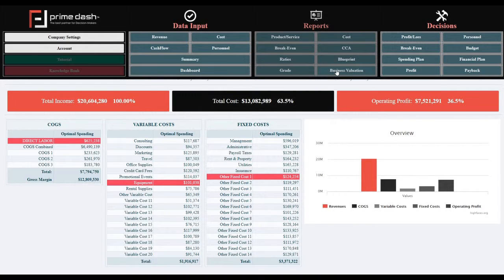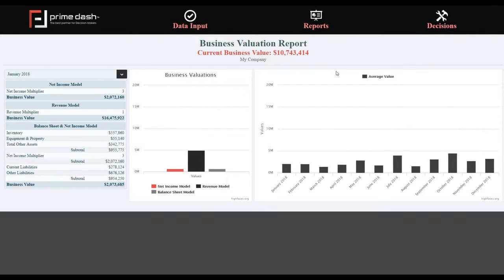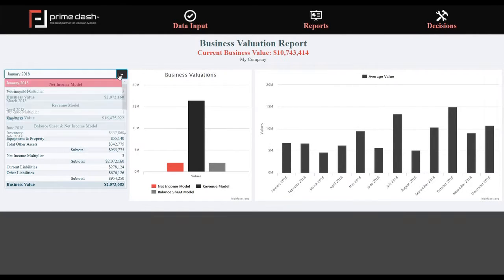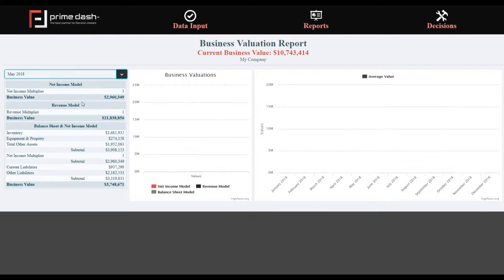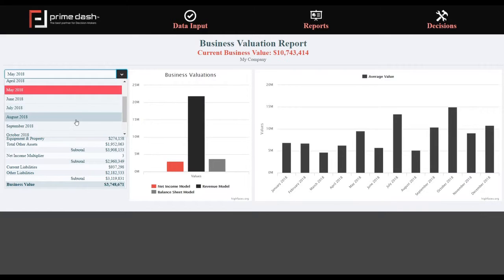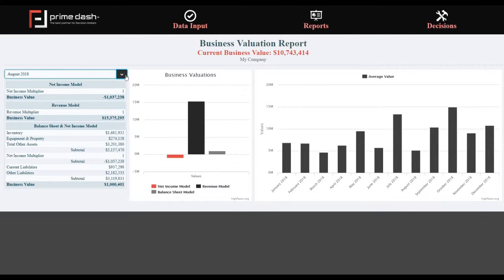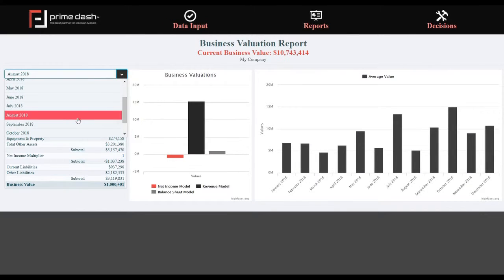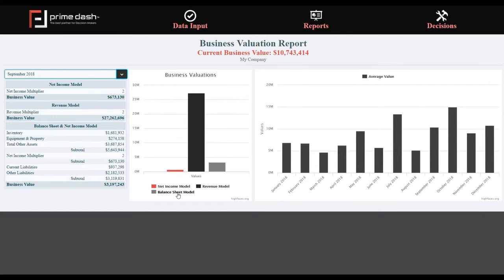Business Valuation Report. PrimeDash uses a proprietary process to determine the market value of a company. This process utilizes a comprehensive set of financial parameters, assumptions, and benchmarks to provide a grade for each of the following categories: financial efficiency, financial stability, financial control, financial growth, and financial profitability. Then, PrimeDash uses this information to calculate the value of your company.